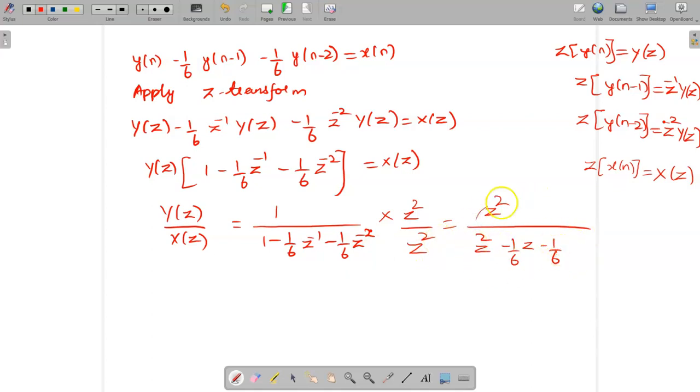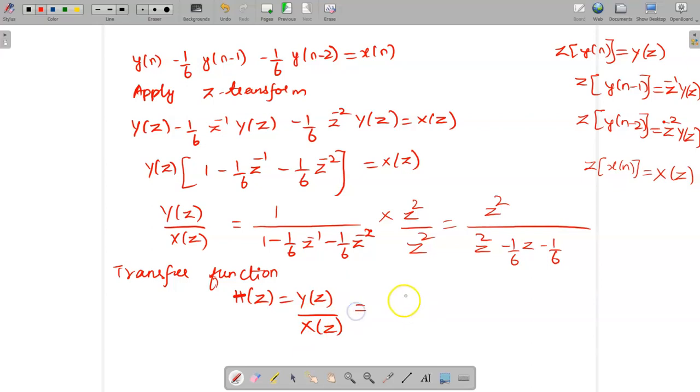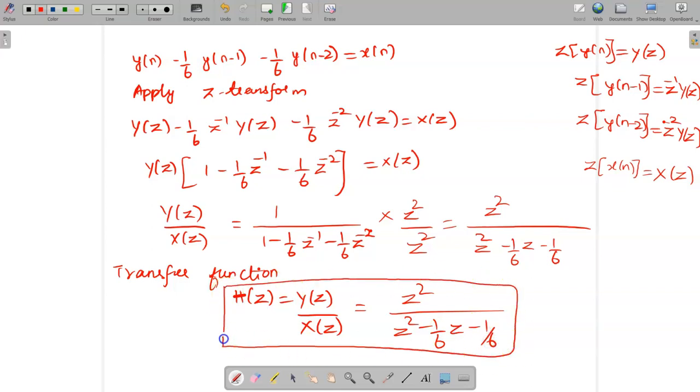So now this is the transfer function. The transfer function or system function H of z is nothing but Y of z by X of z, which is nothing but z square divided by z square minus 1 by 6 z minus 1 by 6. Once you have determined that, you can easily find out the frequency response.